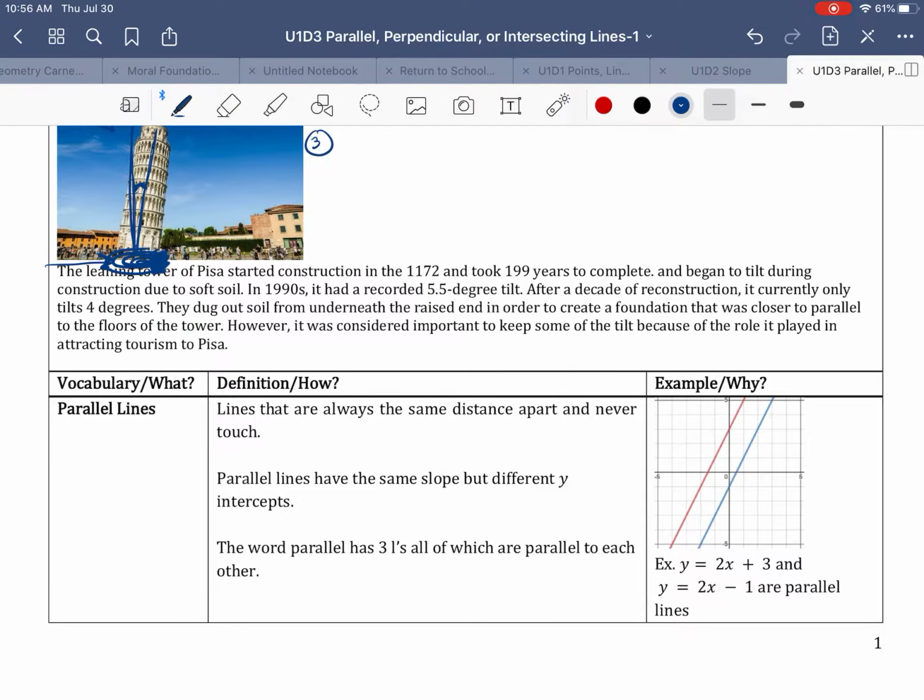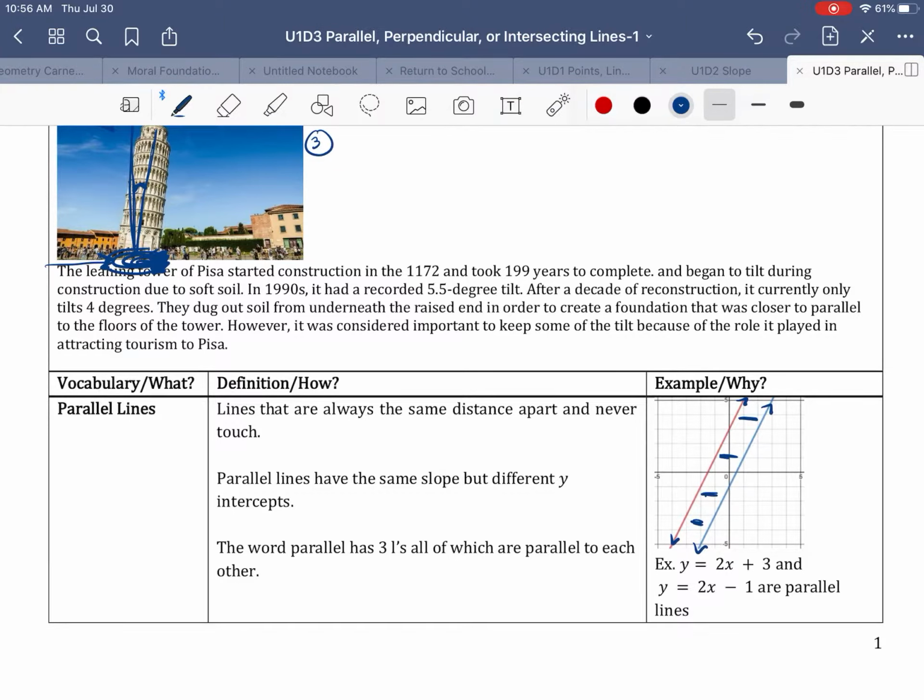Now, the first thing that we're going to be looking at today is what are parallel lines? Now, parallel lines are lines that always have the same distance apart and never touch. So if we look at this picture, the red line here and the blue line here, at any point, it is always that distance apart from each other. They go on forever and ever, and they will never touch.